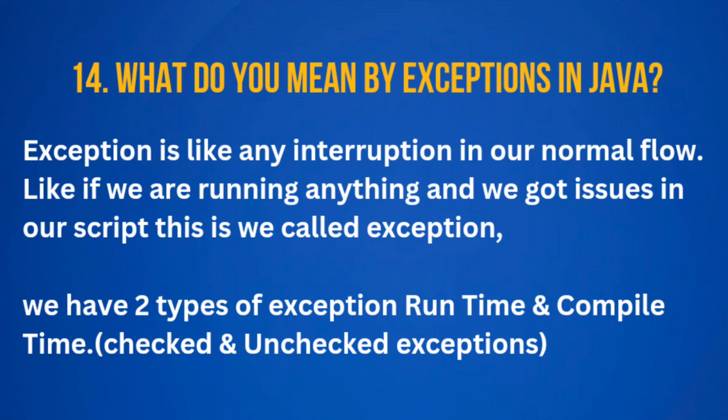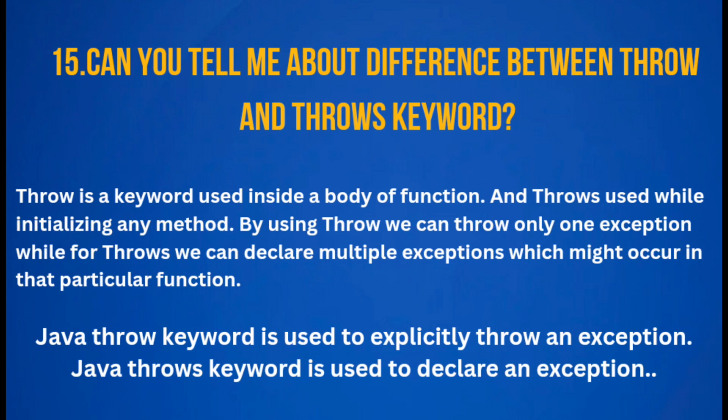These are checked by the compiler during compilation, and you must handle them either by catching them or declaring that your method throws them. Runtime exceptions are known as unchecked exceptions. These occur during the execution of the program and are not checked by the compiler. They usually arise from logical errors in the code and can be handled using try-catch blocks or left to propagate up the call stack.